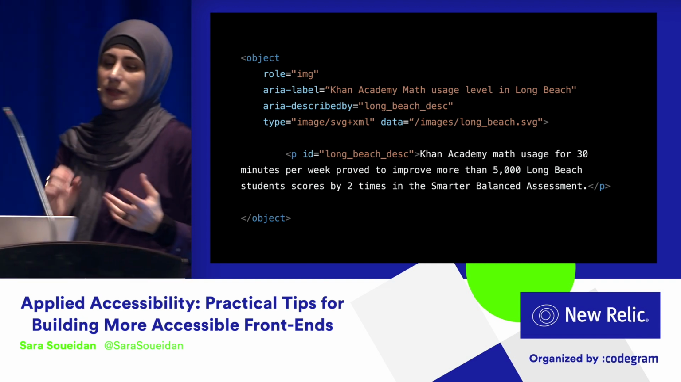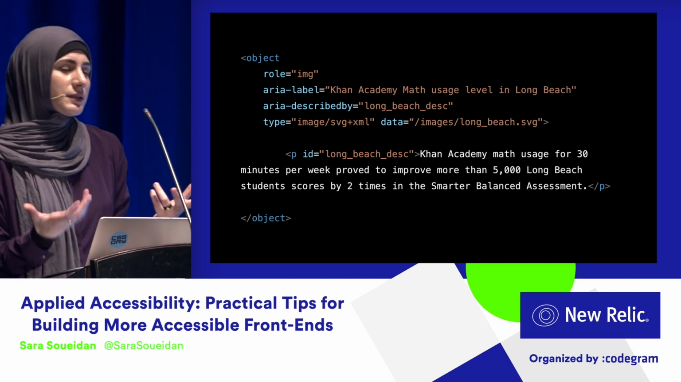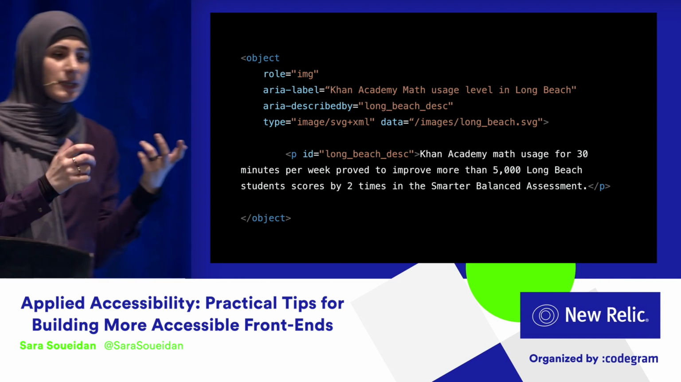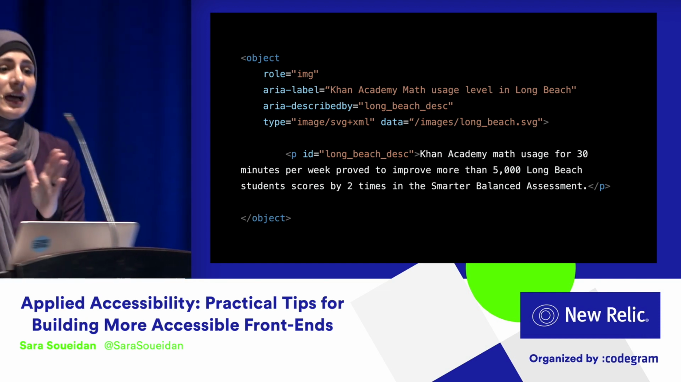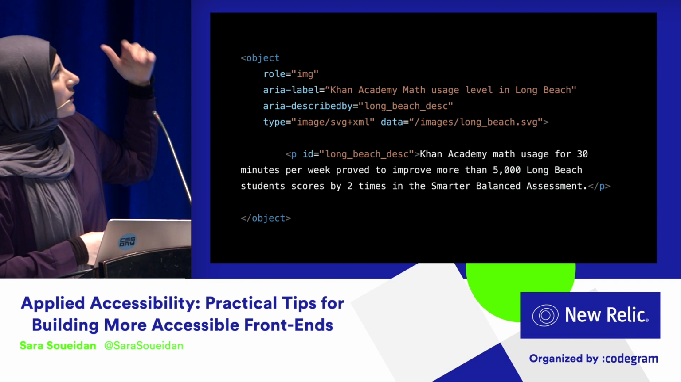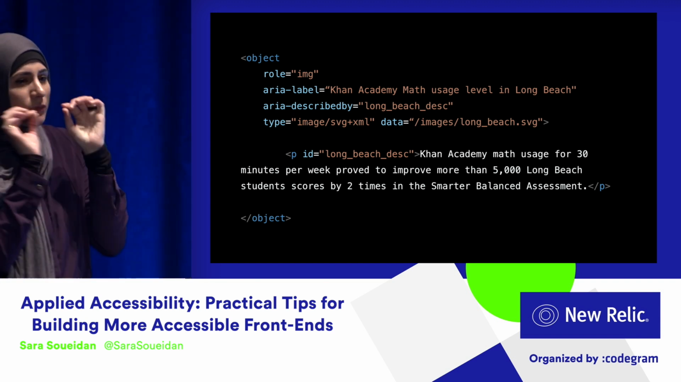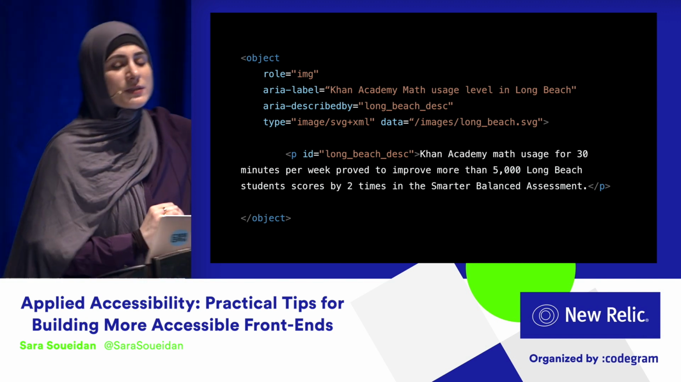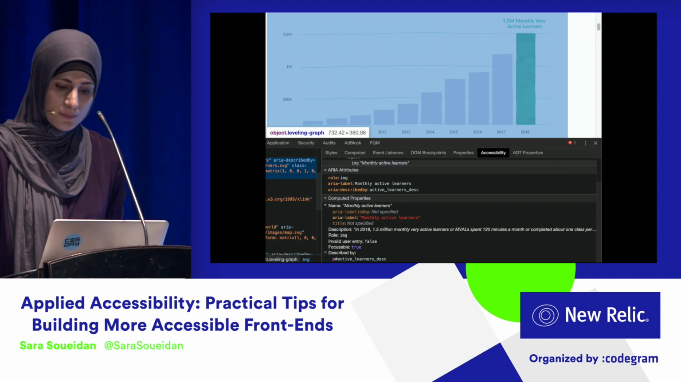Also, a very important distinguishing thing between aria-labelledby and aria-describedby is that the label is announced before the type of the element, but the description is announced after. So in this case, it would say, Khan Academy math usage level in Long Beach, image, small pause, and then it starts describing the information inside of that image. This is exactly what I wanted.